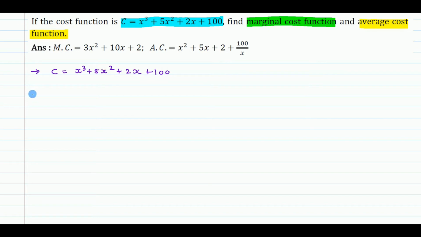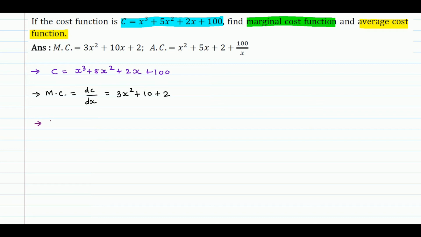Now we are going to find marginal cost first. Marginal cost is equal to dC by dx, and dC by dx is equal to 3x square for x cube, plus 10x as the derivative of 5x square, plus 2 as the derivative of 2x, and the derivative of 100 is 0. So this is marginal cost.